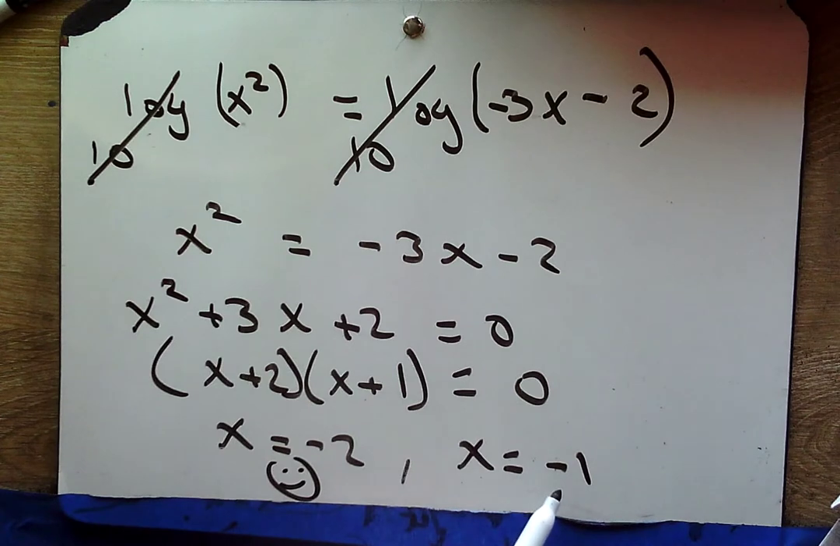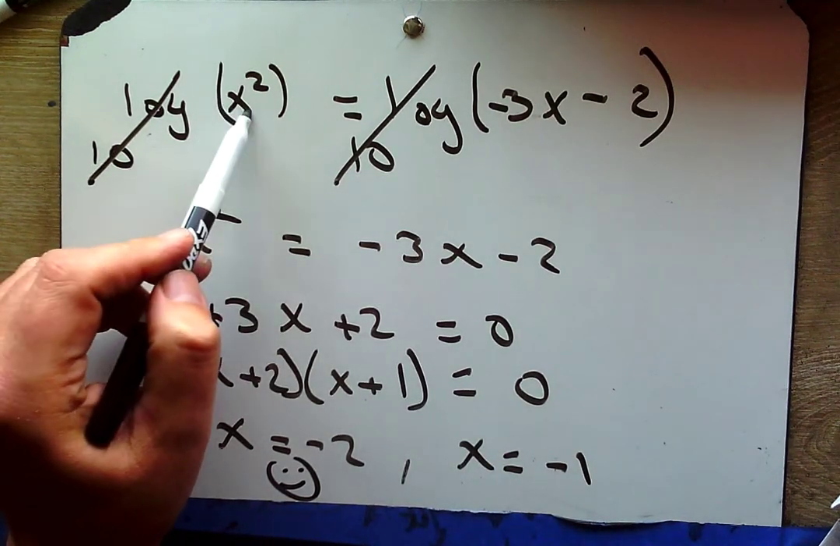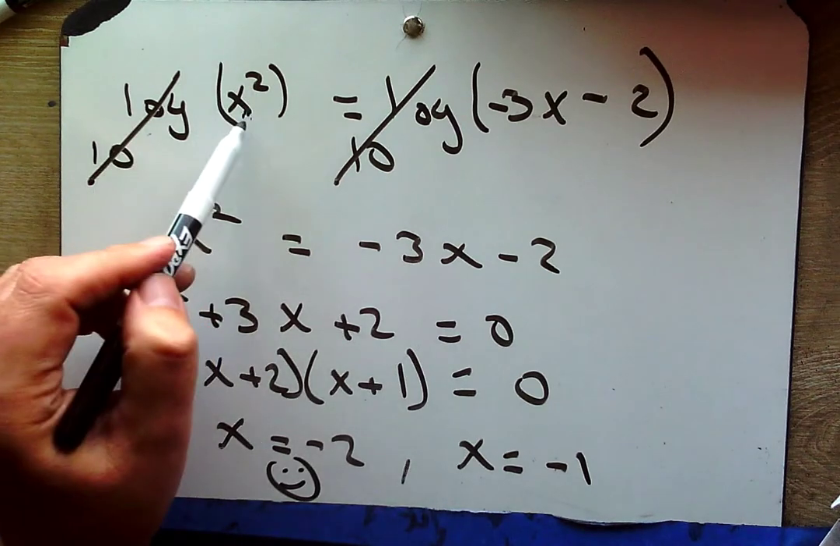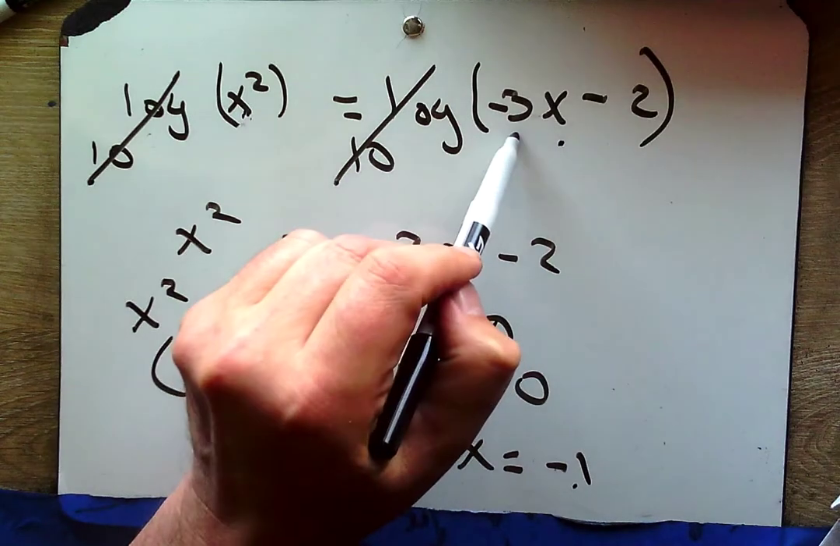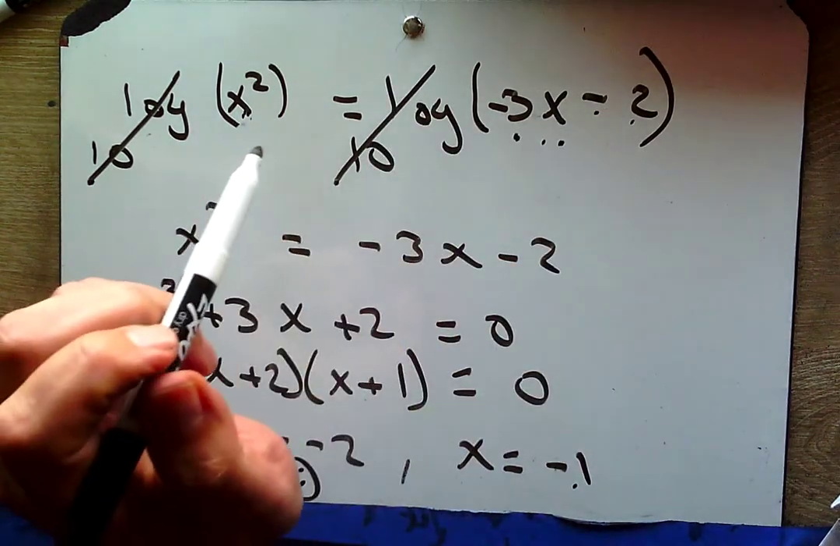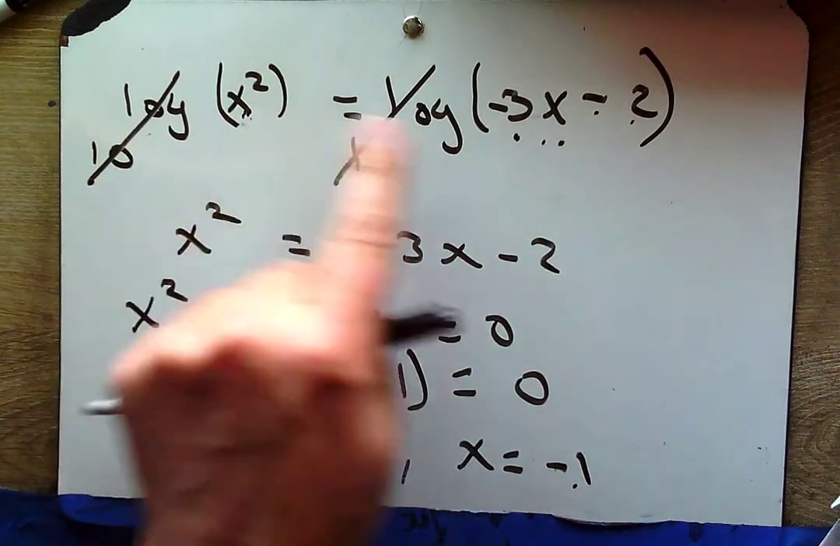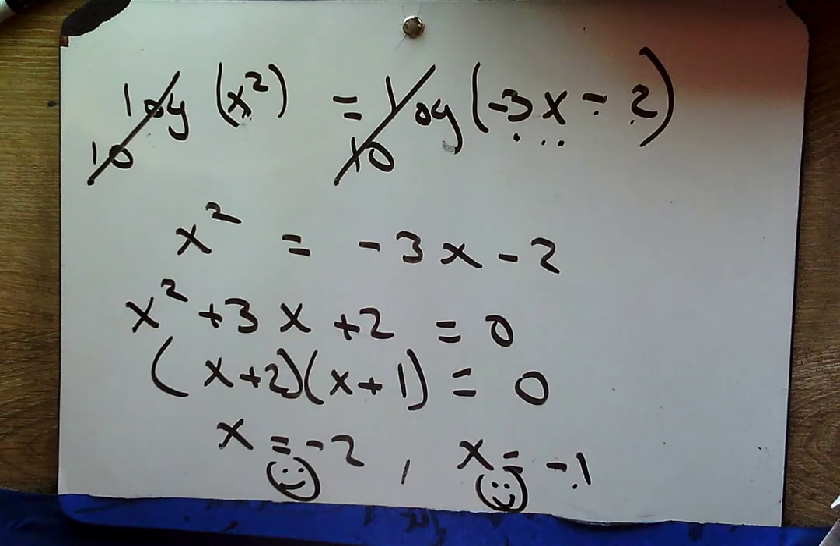So what about plugging in a negative 1? Same here. Negative 1 times negative 1 is 1. I can take the log of 1. And if I have that negative 1 in here, negative 1 times negative 3 is 3. 3 minus 2 is 1. And so I get the log of 1 equals the log of 1, and this works as well. All right? Okay. We will explore more extraneous solutions tomorrow or in the next video.